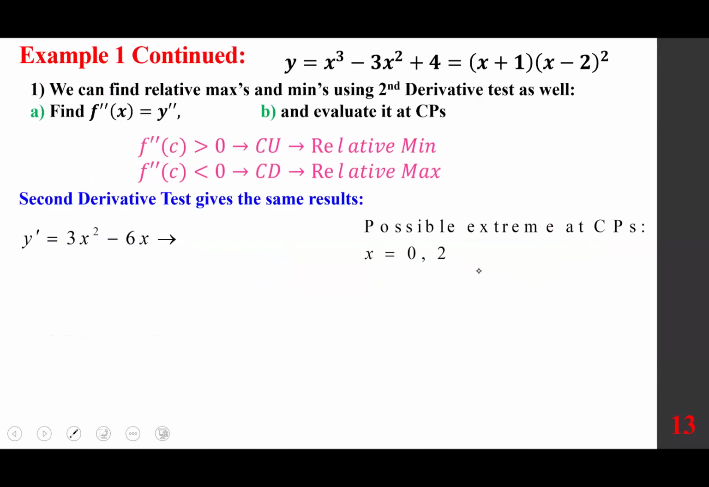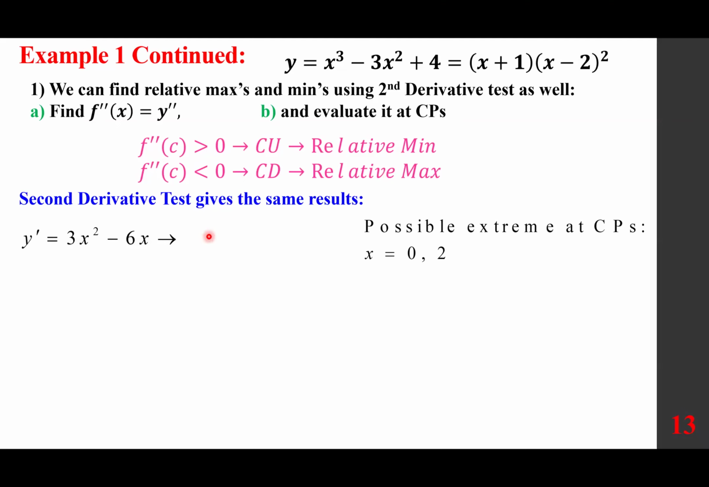Now, this is the function. This is the first derivative. These are the possible CPs, everything from the previous page. Now I want to use the second derivative test, and I want to remind you f double prime positive means concave up means relative min. If f double prime is negative, it means concave down means relative max. We are going to use that. You don't have to do this. We've already gone through that, but I want to show you how it works.